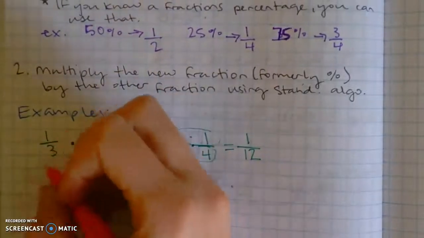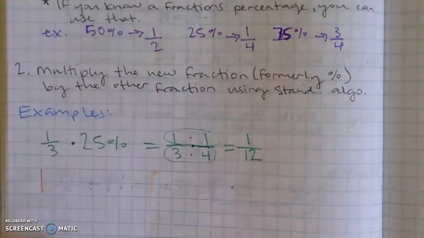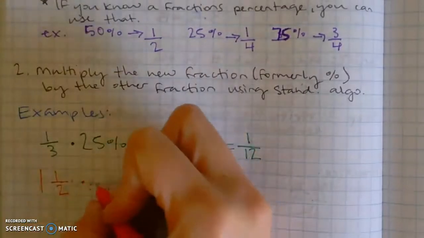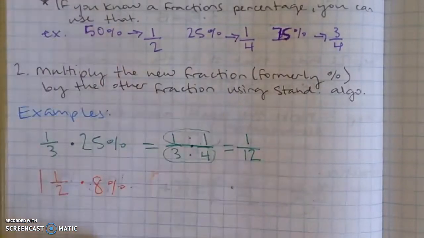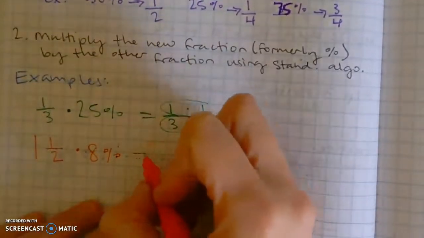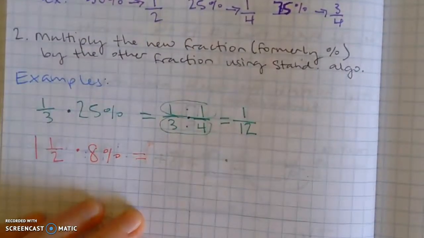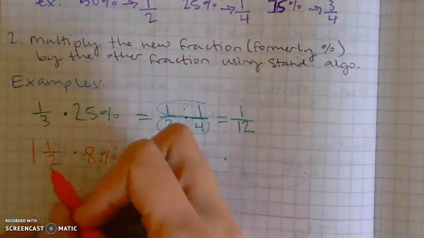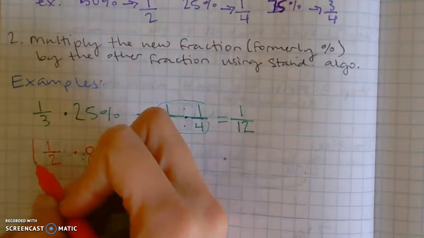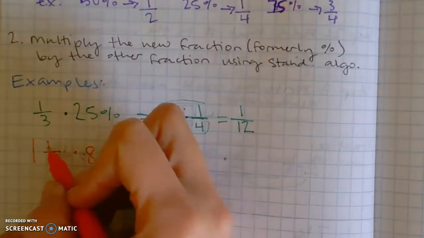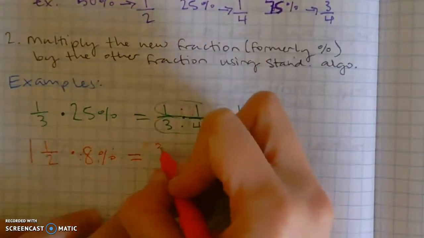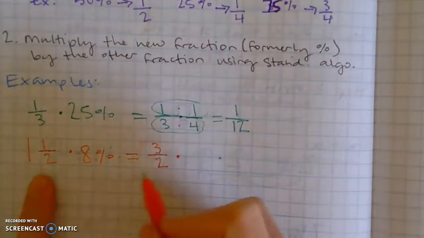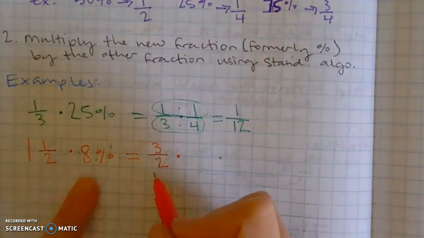So we'll do a mixed fraction now, since you guys just did a bunch of practice with that. So let's say I have 1 1/2 times 8%. Okay, I'm going to need to turn 1 1/2 into an improper fraction first off, so I can multiply it. So I'm going to multiply 2 times 1, which is 2, and then add 1 to that, which is 3. So I end up with 3/2. And now I'm going to multiply my improper fraction, formerly mixed fraction, by 8%.